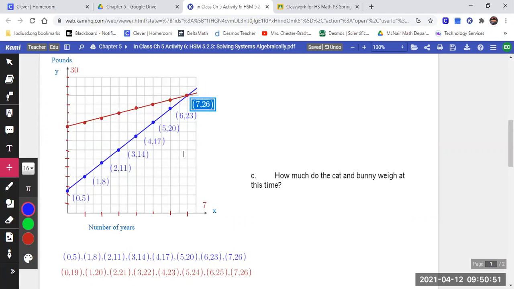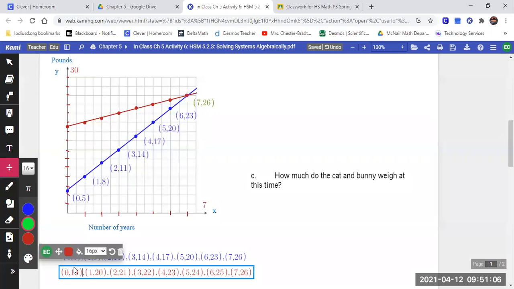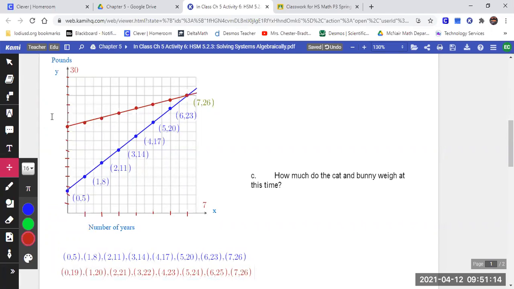And I'm going to change this 726 to green because it is where they crossed each other. It's not that it's bunny or cat, because bunny's blue and cat's red, right? That's where they crossed each other, so I changed it to a green. You do not need to do that. It's my personal choice. I kind of like having it clear.